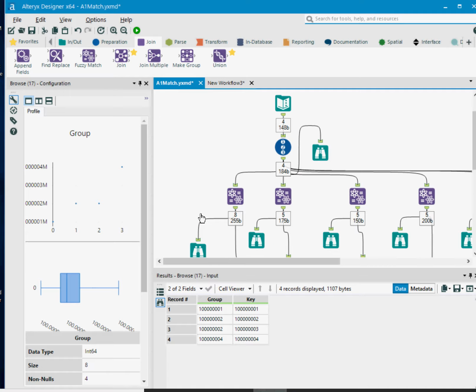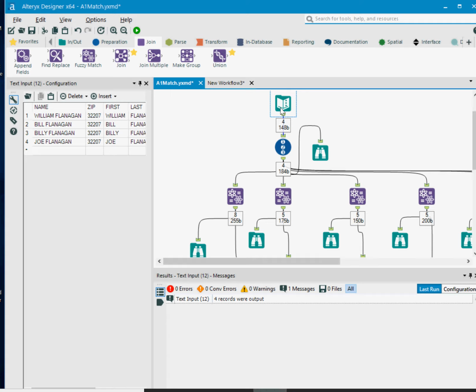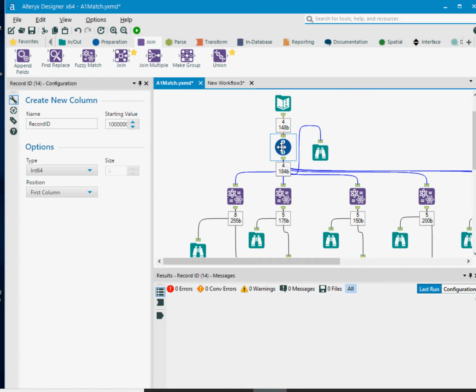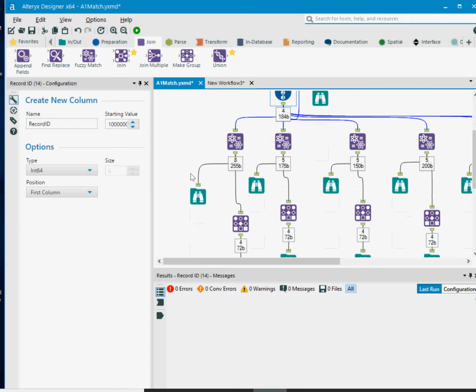We can think of a key as something similar to a segment, a group, a bucket, that sort of thing. So let's take a look real quick at Alteryx. We have four simple records coming in: William, Bill, Billy, and Joe Flanagan. We assign a record ID. We're going to need a record ID to keep track of the matching and to be able to show the results of our matching.